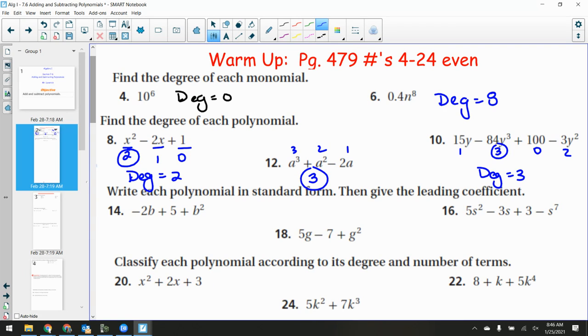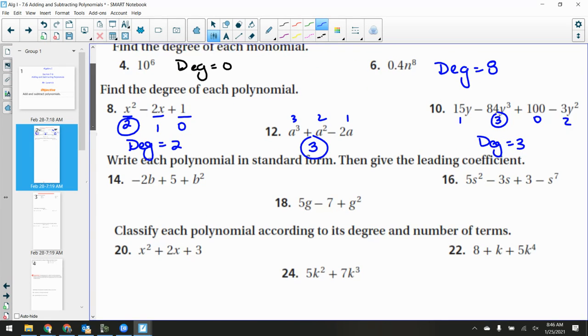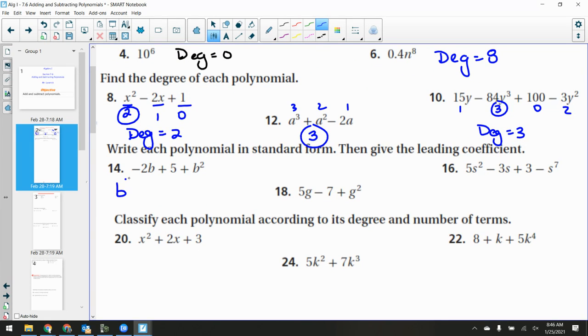Now, can somebody tell me what does it mean in standard form? How do I write something in standard form? Alex? Greatest to least in degree. Good. Greatest to least in terms of the degree. Greatest to least in terms of the power. So for number 14, I would write it like this. B squared, because that's my highest degree. Then bring down the minus 2b. Then bring down the plus 5. Okay, rewrite the terms in order from biggest to smallest degree.